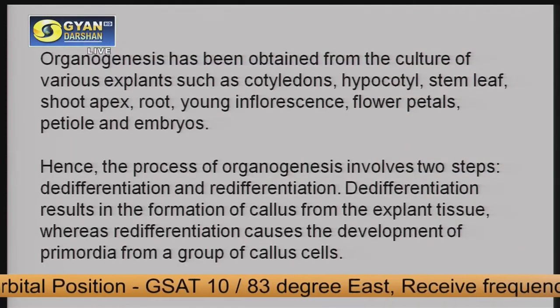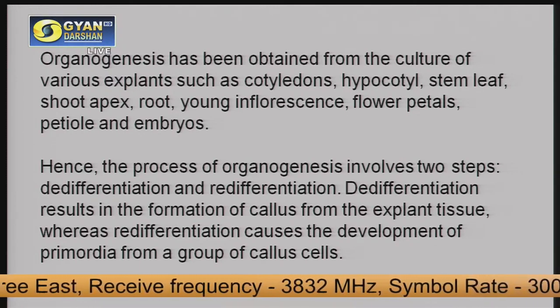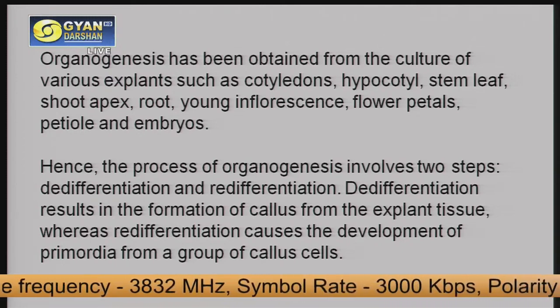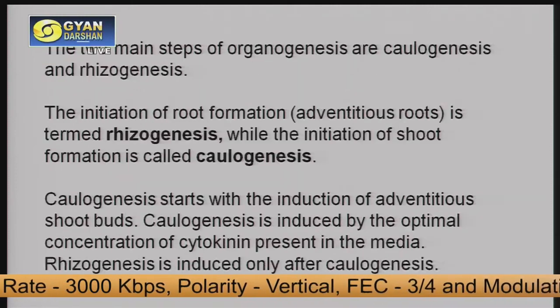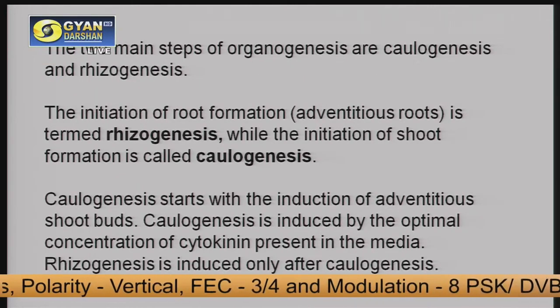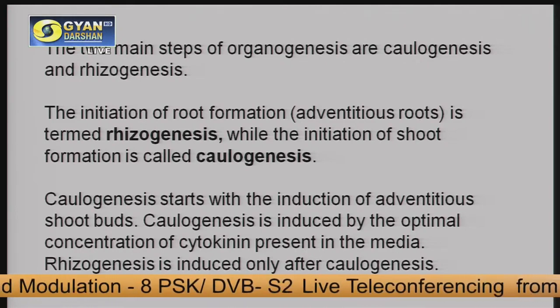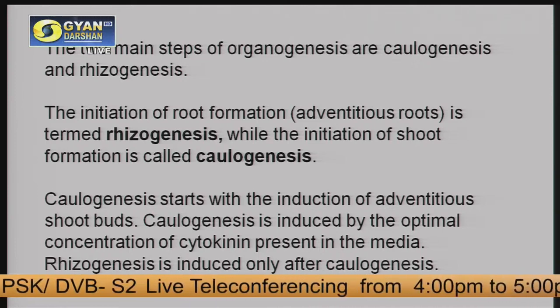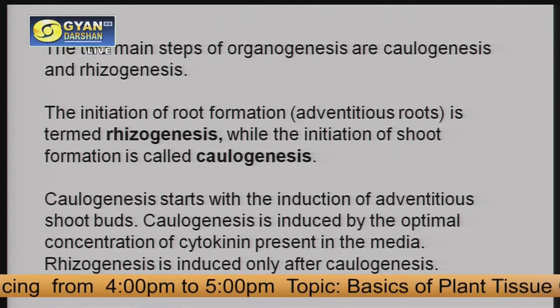Now organogenesis has been obtained from the culture of various explants such as cotyledons, hypocotyl, stem, leaf, and shoot apex, and again organogenesis involves two steps, as I already discussed, that is dedifferentiation and redifferentiation, which is also true here. Now whenever there is a root formation, we call it rhizogenesis, and when there is a shoot formation, we call it caulogenesis. So rhizogenesis and caulogenesis are both very common for the organogenesis process, because ultimately you need both root as well as shoot to generate a plantlet, and you are developing that in the medium.